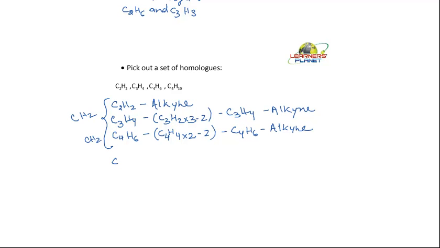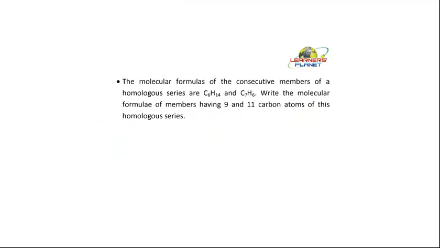What about the next one? C4H10. It is what? C4H4 into 2 plus 2. So it is C4H10. It is an alkane. So this is not the homologue. Okay? I hope you can solve such type of questions.